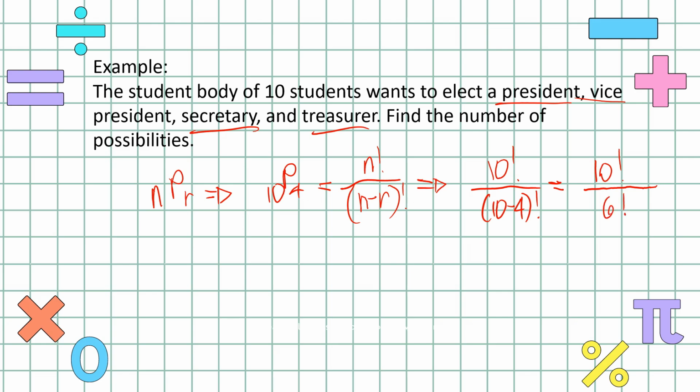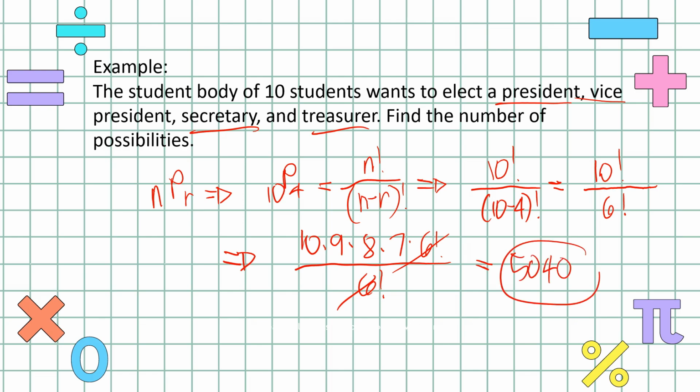Now let's expand: 10 times 9 times 8 times 7 times 6 factorial over 6 factorial. So we can eliminate the 6 factorial, and we are left with 10 times 9 times 8 times 7. The final answer will be 5,040. So there will be 5,040 ways for us to select 4 students out of these 10 students if order matters.